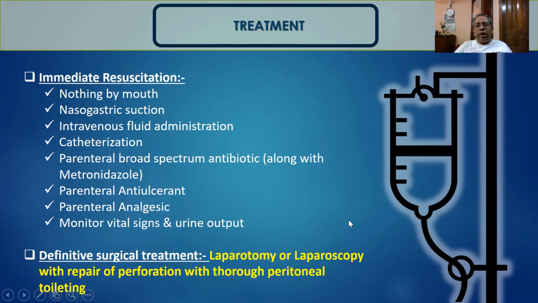But what about the contamination? The contaminated material must be removed from the peritoneal cavity, otherwise there is a chance of residual abscess development. For that reason, the answer is laparotomy or laparoscopy, repair the perforation with thorough peritoneal toileting. Toileting is done with normal saline. You push the normal saline inside the peritoneal cavity, wash the peritoneal cavity, and suck it out. Or in case of laparotomy, mop the peritoneal cavity with a wet mop after the normal saline wash, so as to dry the peritoneal cavity.